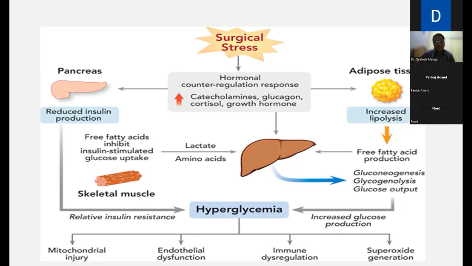The hyperglycemia leads to mitochondrial and endothelial dysfunction and immune dysregulation, and at the end of the day, it increases the chances of surgical site infection and overall poor outcomes.